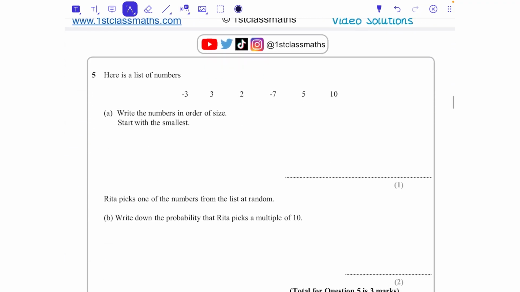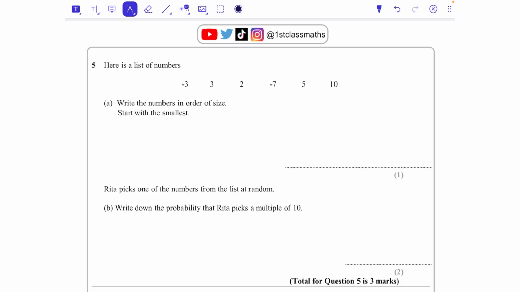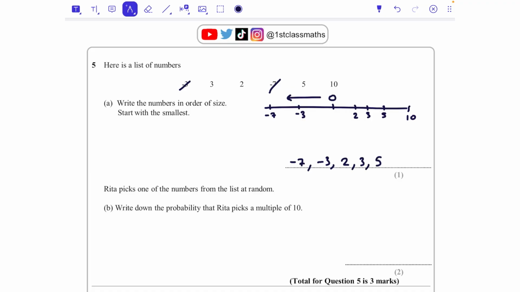Great. Question number 5, here is a list of numbers. Write the numbers in order of size, start from the smallest. So with your number line, if we're going for the smallest number, if 0 is here, our negative numbers, we want to go the furthest into the negative, that's going to be the smallest number. So in this case, that's going to be -7 is our smallest. And then we're coming up to -3, and then those are the negatives dealt with. Then we've got 2, 3, 5 and 10 in the positives, and so going from smallest to biggest it's going to be -7, -3, 2, 3, 5 and 10.